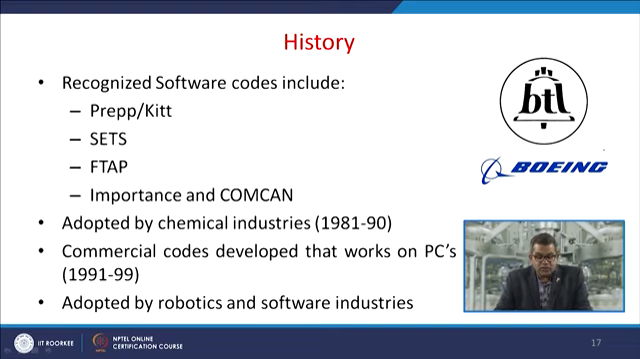The recognized software codes are included with the PREP, KITT, SETS, FTAP, IMPORTANCE and COMCAN. They were adopted by the chemical industries between 1981 and 1990. The commercial codes that work on various personal computers were developed between 1991 and 1999, and were adopted by the robotics and software industry simultaneously.